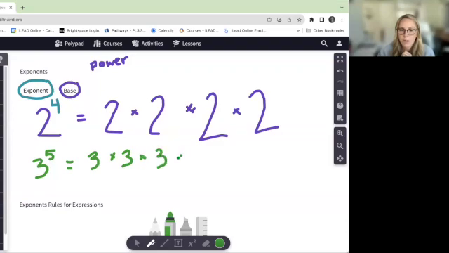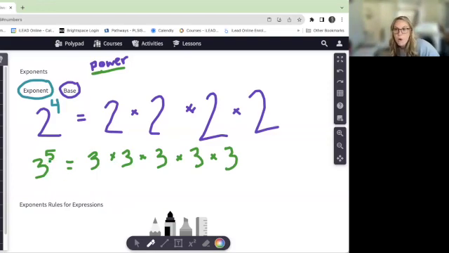3 times 3 times 3 times 3. There's 5 of them. So how would we read this? Again, using that power term. So 3 to the power of whatever your exponent is. Okay, so 3 to the power of 5, or 3 to the 5th power.